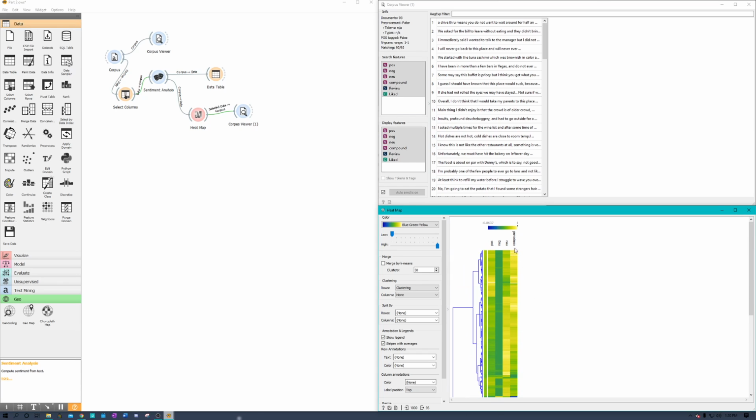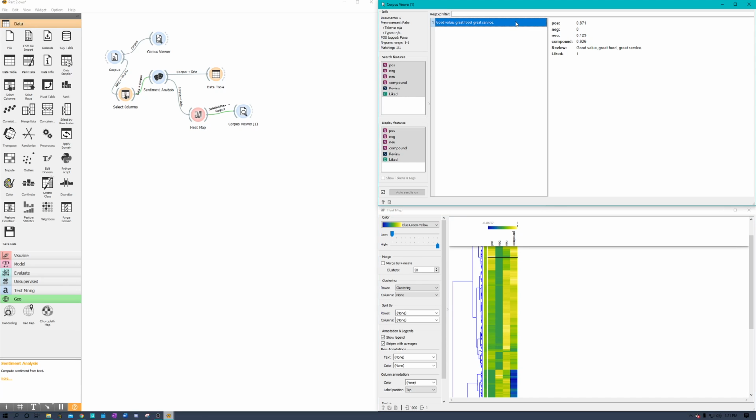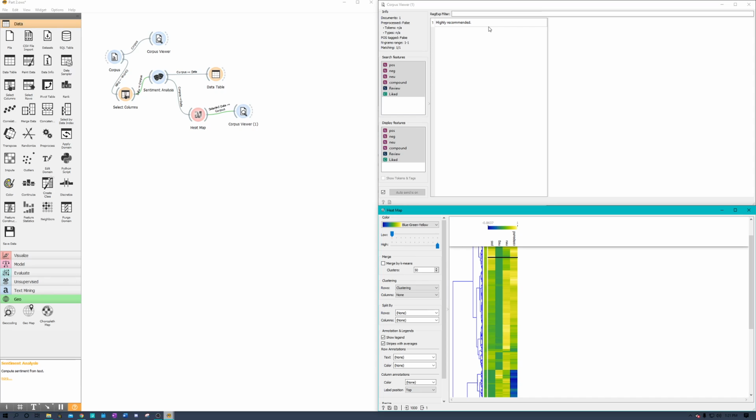I'd like to talk about the colors real fast. The yellow is a positive color, so yellow in the compound means that these are likely to be positive reviews. The green is a neutral color. The blue is a negative color. So blue is a negative color, the green is a neutral color, and yellow is a positive color. And then the compound reflects what it determined from the review.